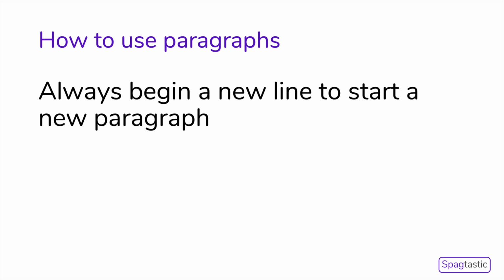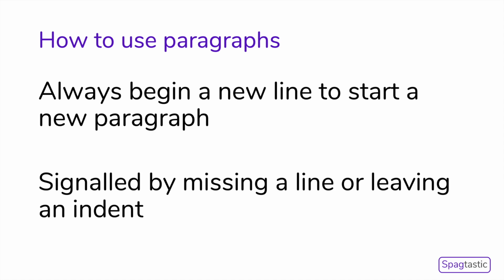A new paragraph always starts on a new line. A new paragraph is signalled by missing a line or leaving an indent, which is where you begin your writing part of the way along a line. Paragraphs have no set length, although they are often longer in fiction than non-fiction pieces of writing.